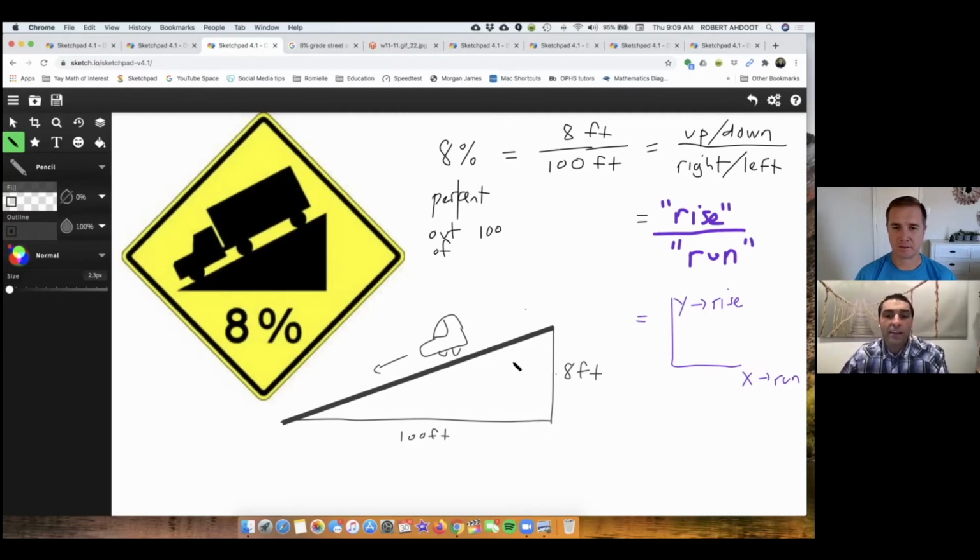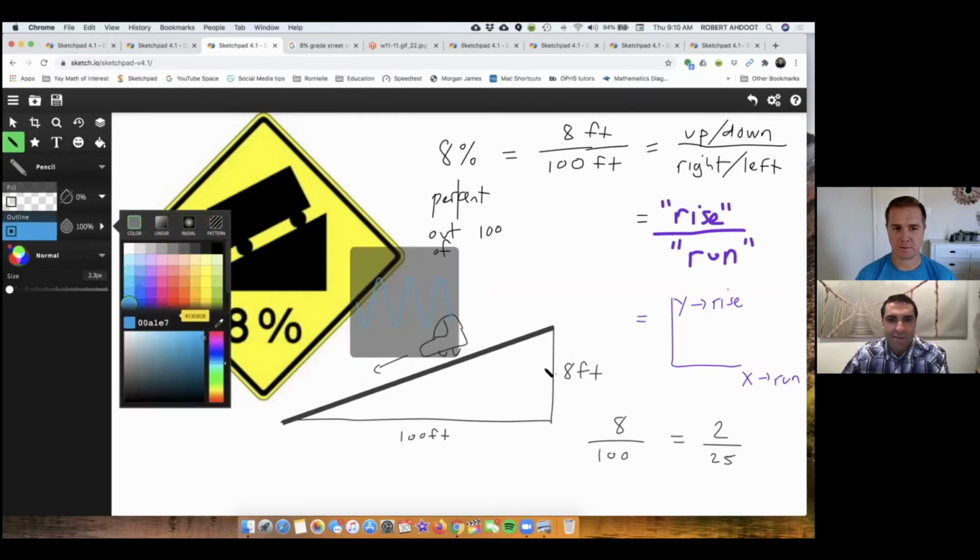Technically speaking, if we wanted to simplify, we would say, well, both of these, 8 and 100, are divisible by 4. So we divide both by 4, and that slope technically breaks down. 8 divided by 4 is 2. 100 divided by 4 is 25. So we're going 2 feet vertically for every 25 horizontal, right?